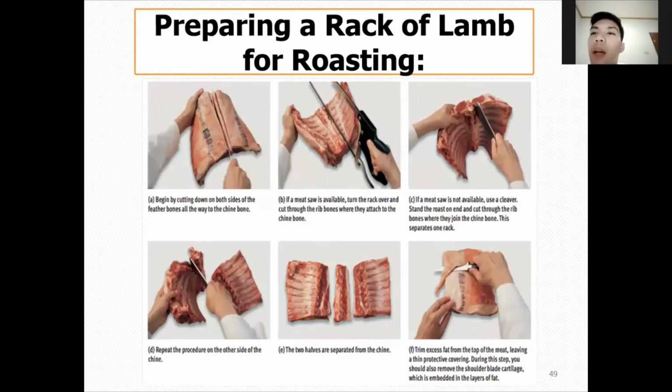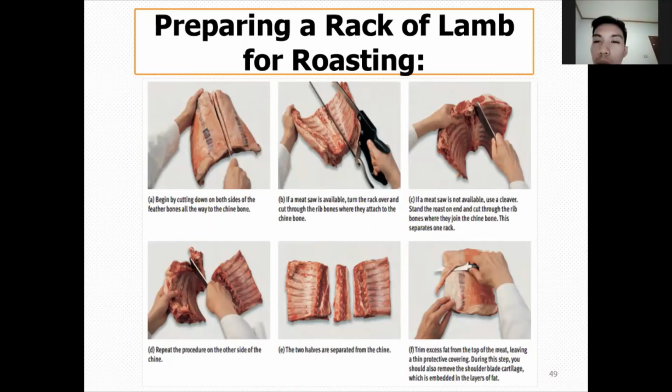Next, for preparing a rack of lamb for roasting. Begin by cutting down on both sides of the feather bones all the way to the chine bone. Next, if a meat saw is available, turn the rack over and cut through the rib bones where they attach to the chine bone. If a meat saw is not available, use a cleaver: stand the roast on end and cut through the rib bones where they join the chine bone. This separates one rack. Next, repeat the procedure on the other side of the chine.